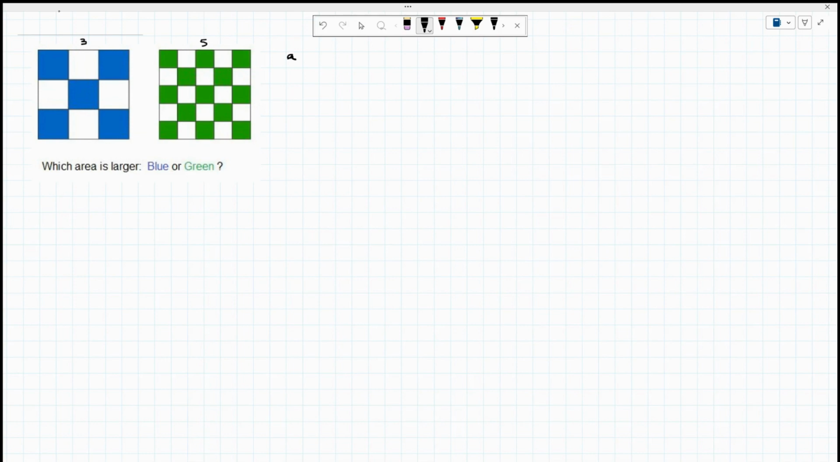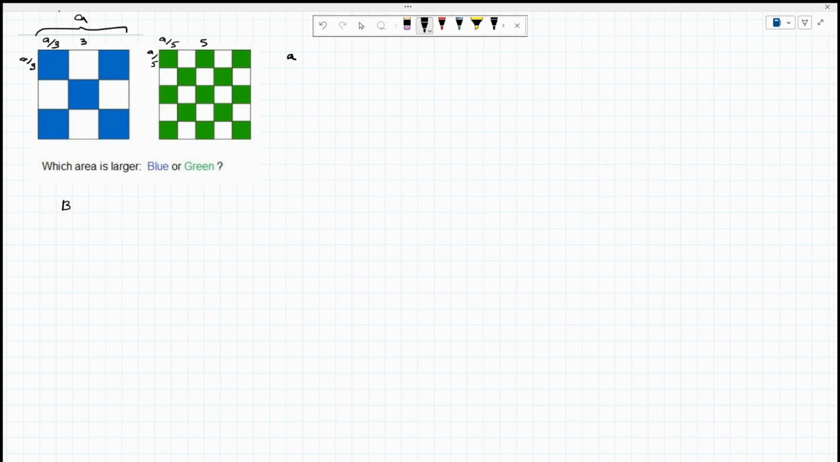So each blue square has a size of a divided by 3 if we consider all the length is equal to a. And here also we have a divided by 3 for the small blue square. And on the right side we have a divided by 5 and a divided by 5 for the small green square.